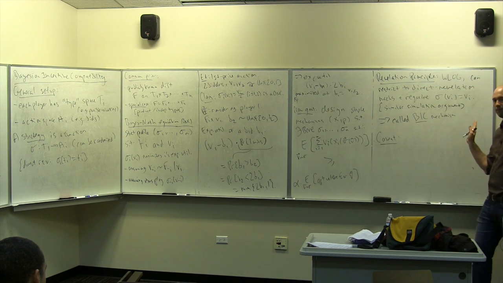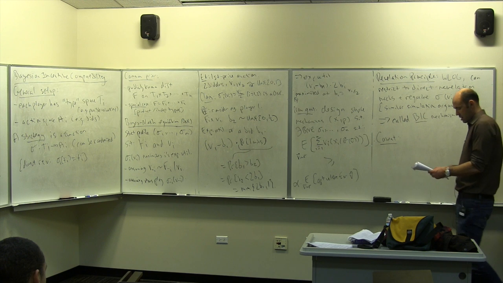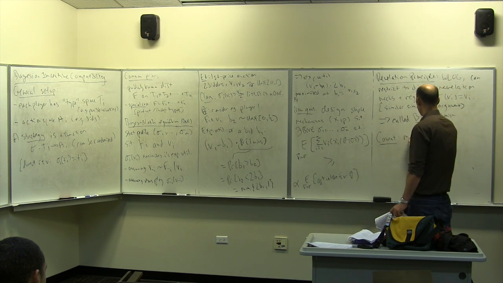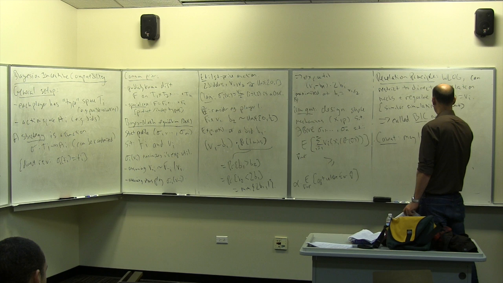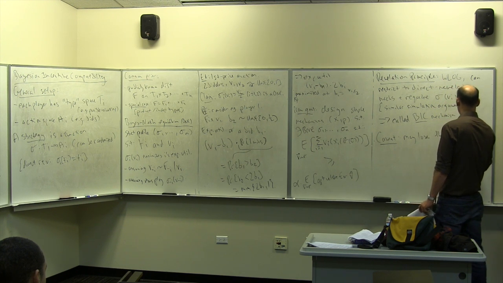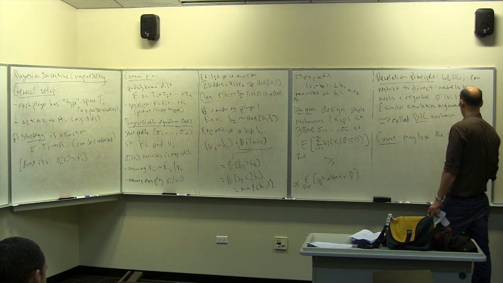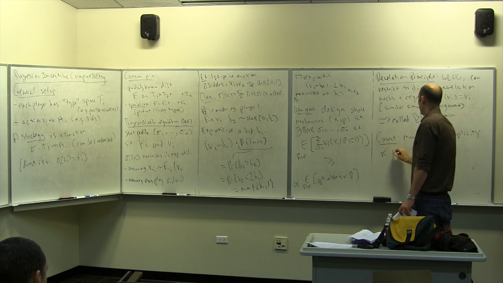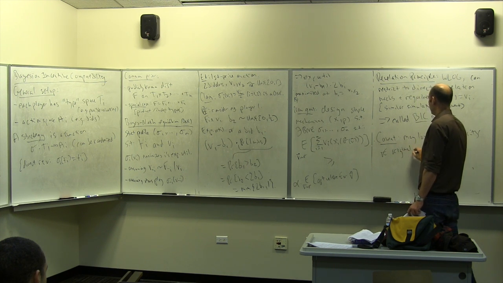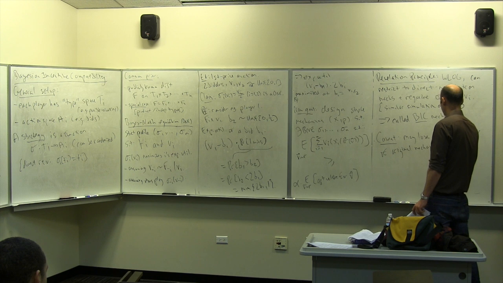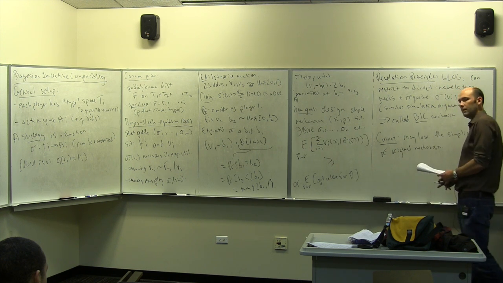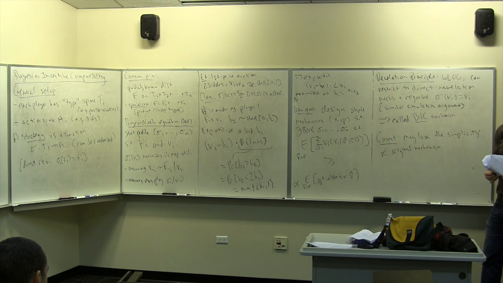I want to mention a caveat of the revelation principle, the Bayes-Nash version, which is that you may lose the simplicity, in various senses of the word, of the original mechanism. Let me give you two examples. One example will be very relevant for the next part of the course.